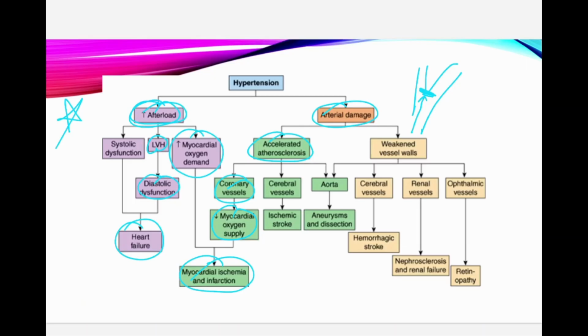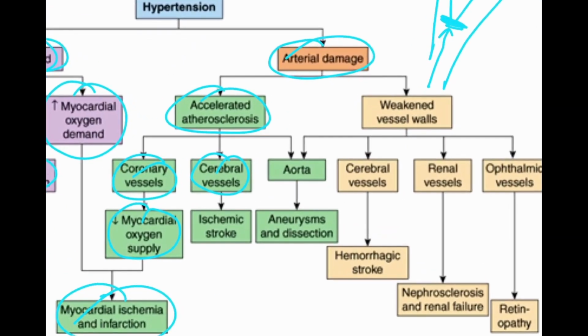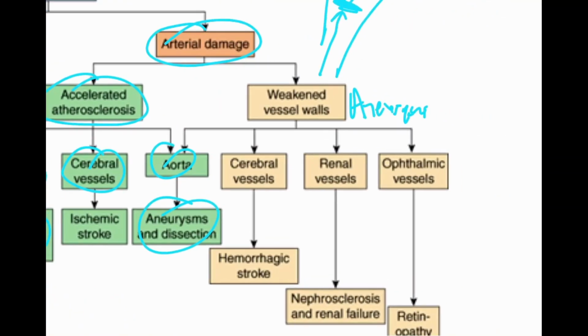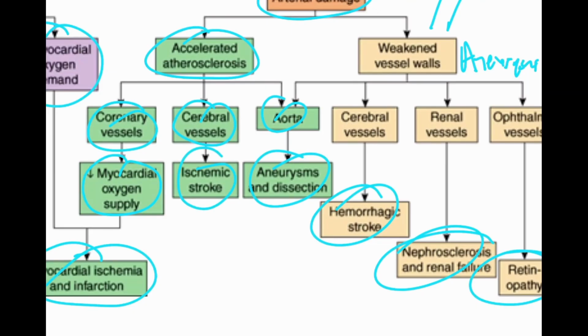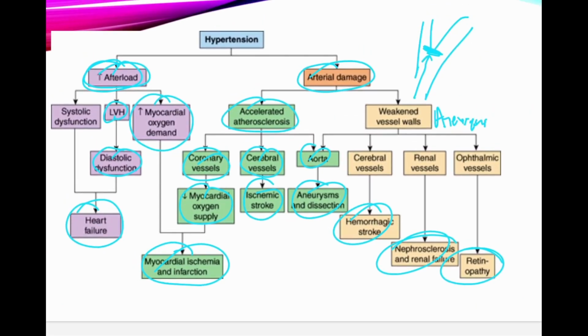Everyone following along, pretty easy? Okay. Again, if it happens in the cerebral vessels, you get an ischemic stroke. If it's in the aorta, aneurysms and dissections. Weakened vessel walls cause aneurysms. And again, depending on where it happens, hemorrhagic stroke, nephro issues, retinopathy, aneurysms, ischemic stroke, these are the things that long-standing, untreated blood pressure can cause in your patients.